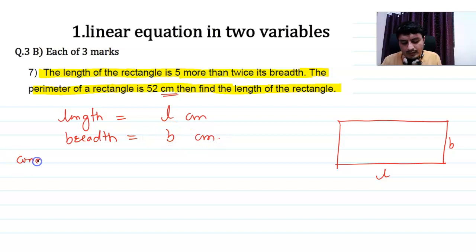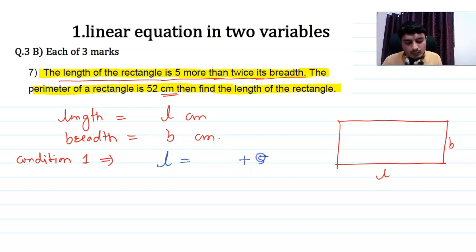Now look at the first condition as per the question. I am underlining the first condition: the length of the rectangle is 5 more than twice its breadth. That means length L equals 5 more, that means we have to add 5 to twice its breadth, that means 2 times the breadth B.